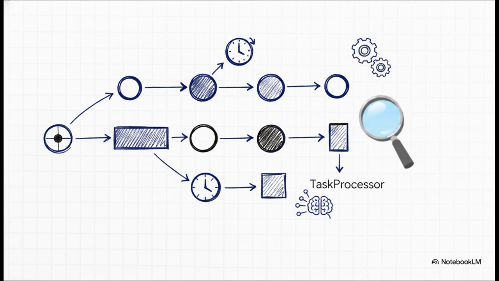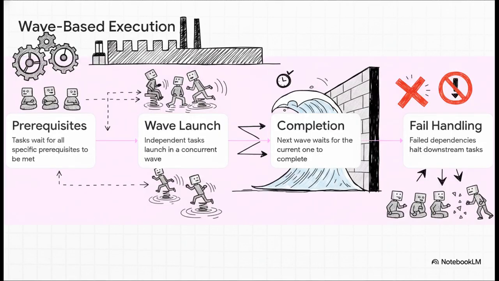Crucially, it ensures there are zero circular dependencies, meaning no situations where task A is waiting for task B, while task B is waiting for task A. By mapping this mathematically, Mars knows exactly which independent subtasks can be fired off at the exact same time. This leads straight into Mars's wave-based execution, and the rules here are ironclad.